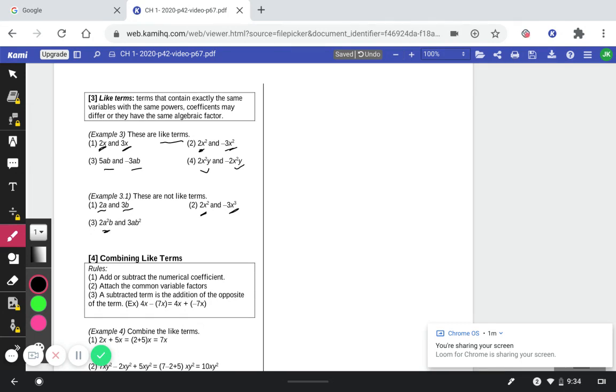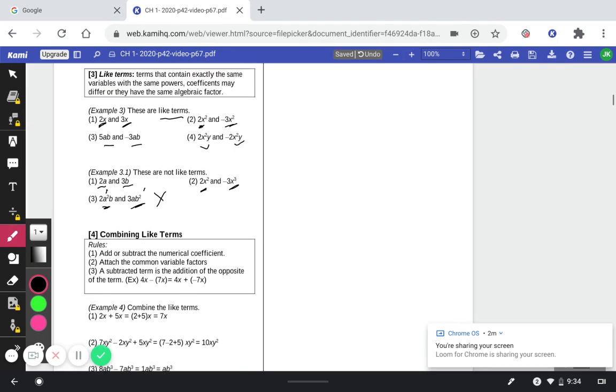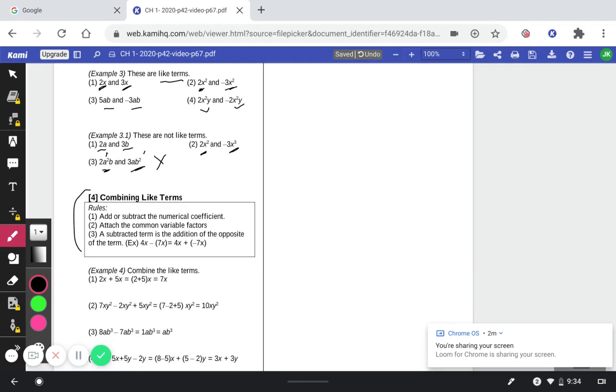2a squared b and 3ab squared are not like terms. Why? Because in the first term you square the a, and in the second one you square the b. So they are not like terms. Okay. So why is recognizing like terms so important? Because there is something called combining like terms.